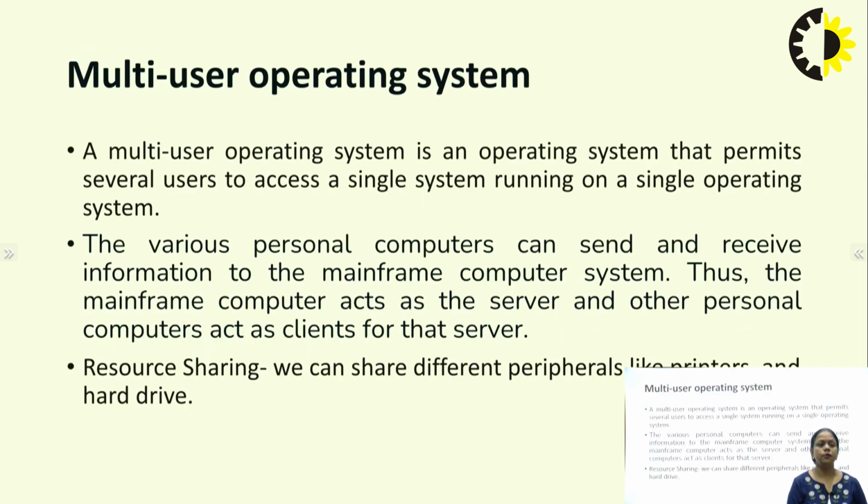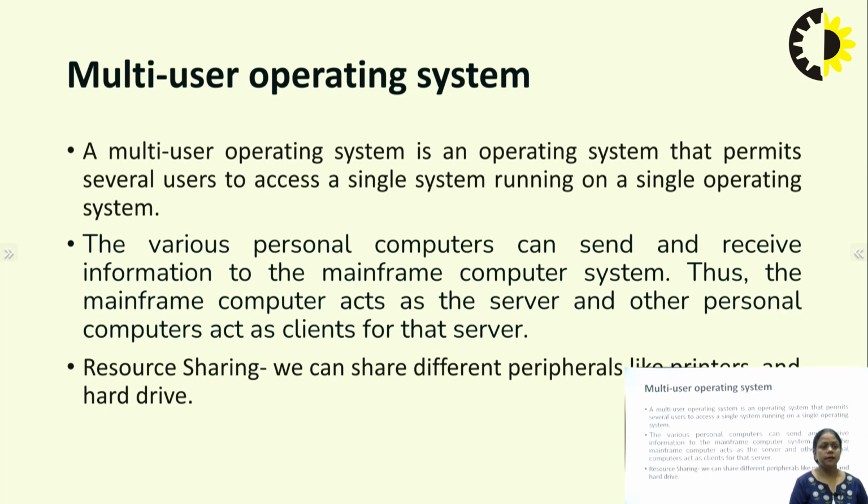Next is multi-user operating system. A multi-user operating system is an operating system that permits several users to access a single system running on a single operating system. When a particular system is used by multiple users, then this system is known as a multi-user operating system. The various personal computers can send and receive information to the mainframe computer system, and the mainframe computer system acts as a server here, right? And the other computer systems act like clients here.